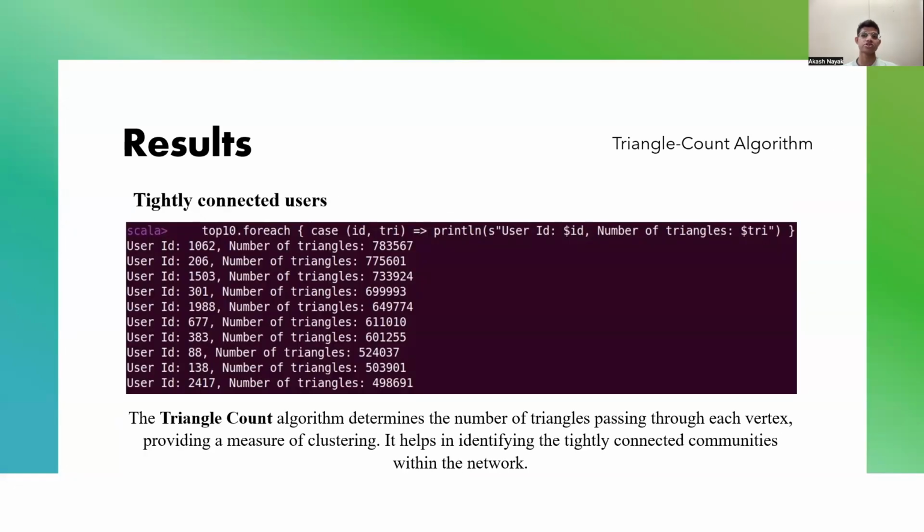Coming to the next result, which is the triangle count. We have already seen the demo of this algorithm. So the result displays the user ID and the number of triangles. We have displayed the top 10, considering the number of triangles they have. So it's actually a measure of clustering where the numbers represent the tightly connected communities within the network.